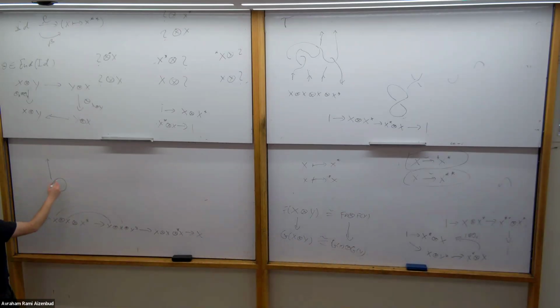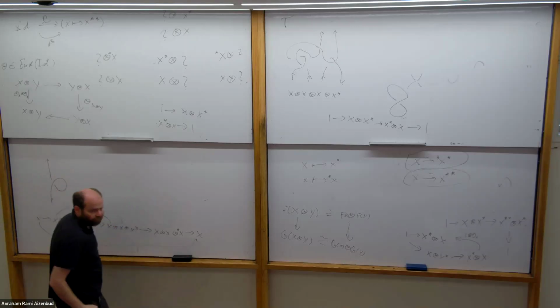So, here I did the evaluation, and here I did the co-evaluation, and the co-evaluation is from the other side, but since I have the pivot, I kind of don't worry. So overall, I got some non-trivial morphism of x.